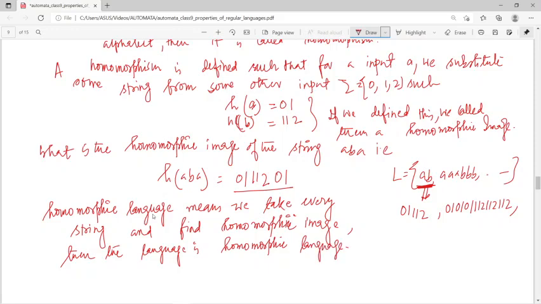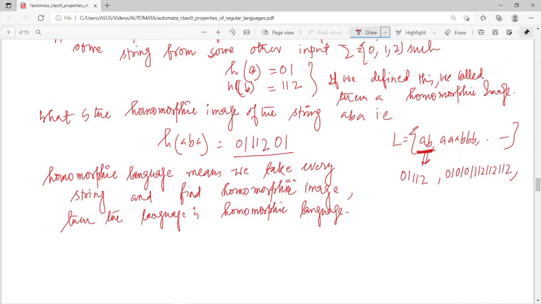So that means, say if we take a language, say L is equals to A star B, say this is the corresponding language. That means homomorphic image of L1 is we have to take every string from this language and we have to find whether the string has homomorphic image.